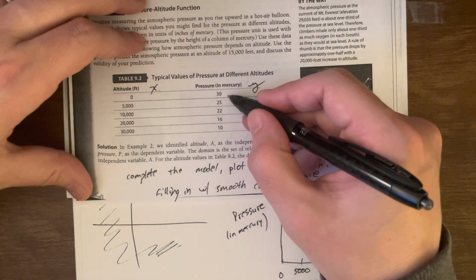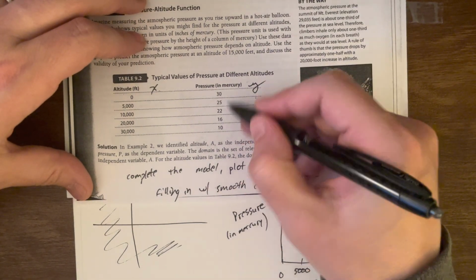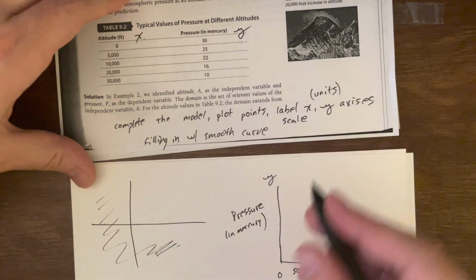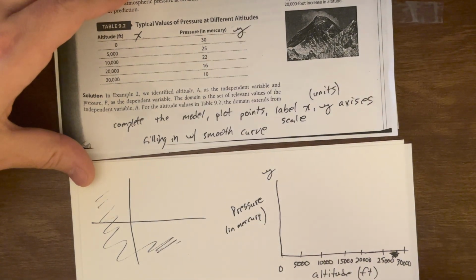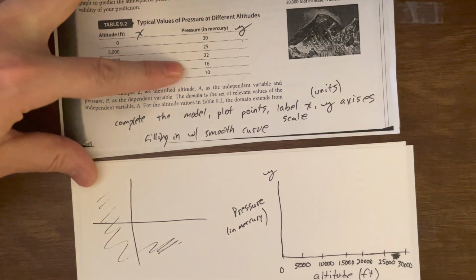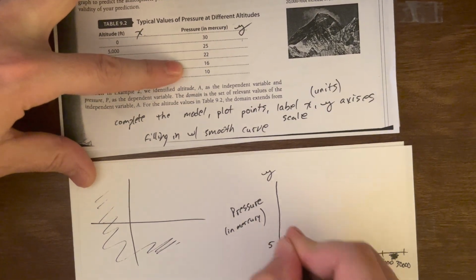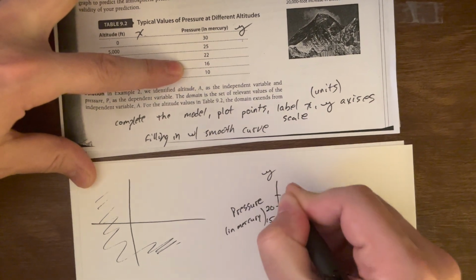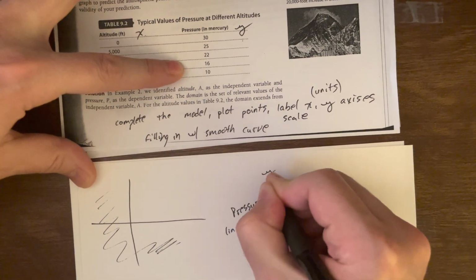Looking at pressure, well, I have a low value of 10, a high value of 30. I'm going to have to get up to 30. There's no reason to make a jump here. What is my scale here? Let's stick by 5s. 5, 10, 15, 20, 25, and 30.